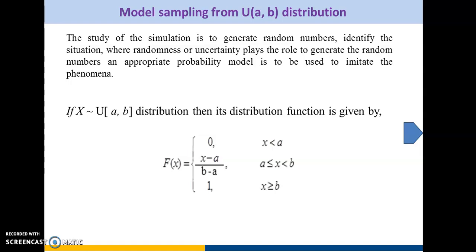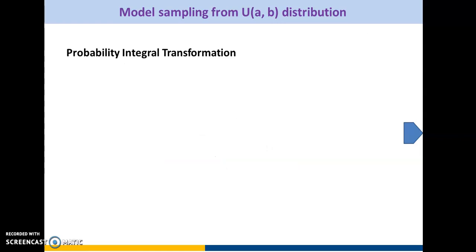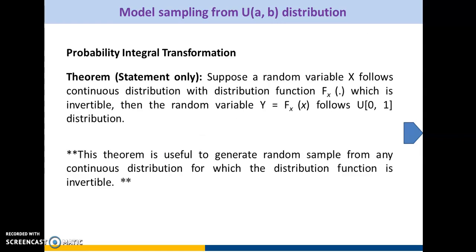We know that if x follows the continuous uniform distribution over the range (a, b), then its distribution function F(x) is given as (x minus a) upon (b minus a), where x lies between a and b. Using this distribution function, we can generate a random sample from the uniform distribution over (a, b). For that, we use one theorem, known as the probability integral transformation theorem.